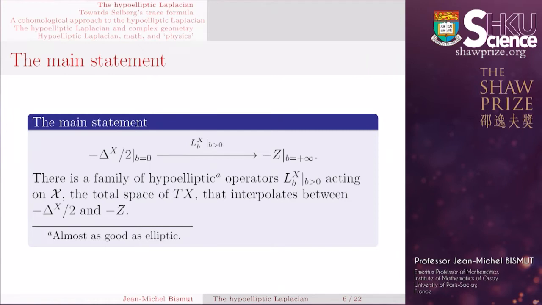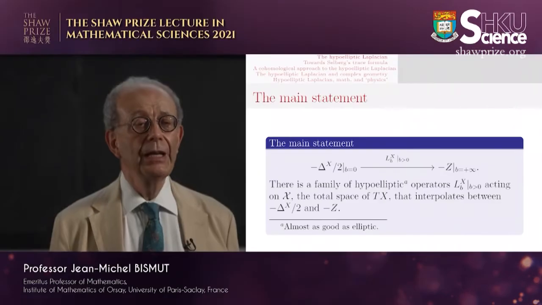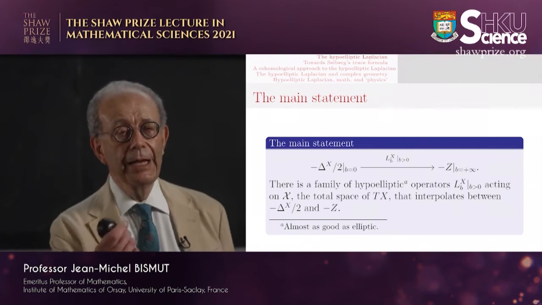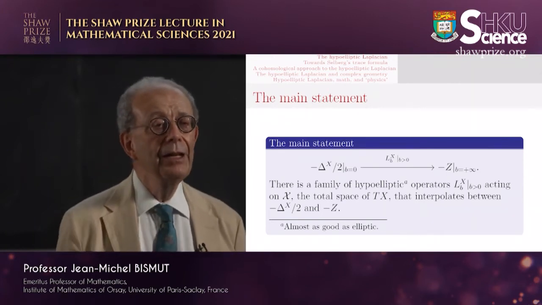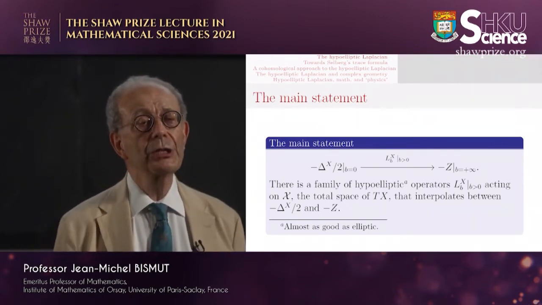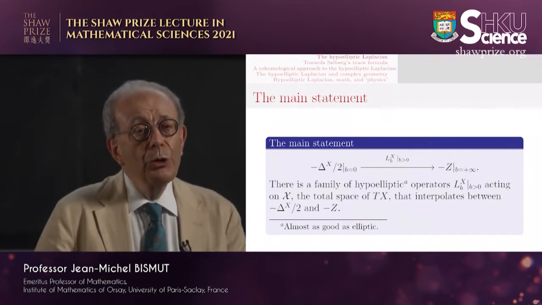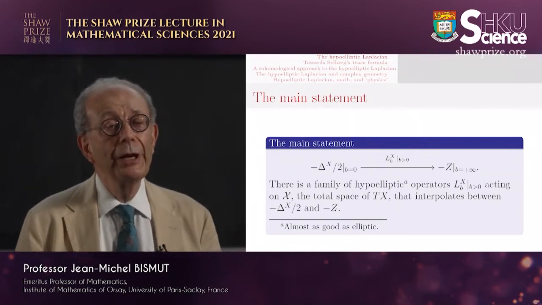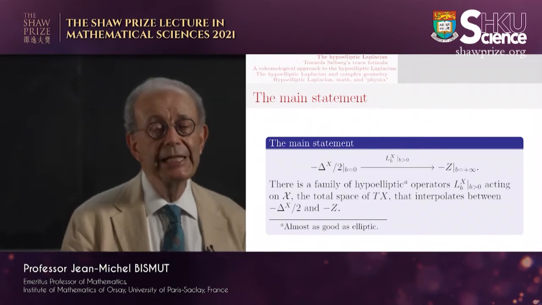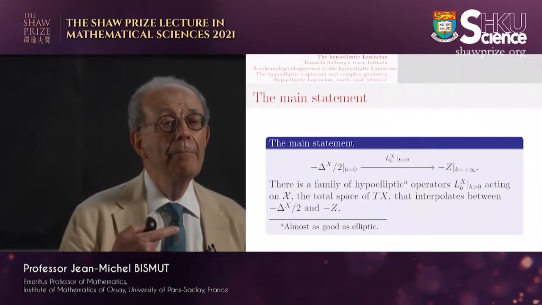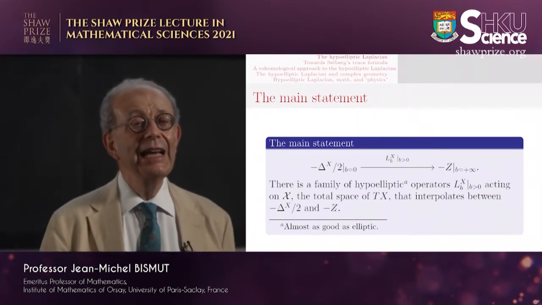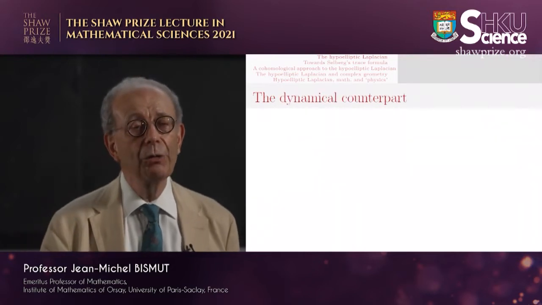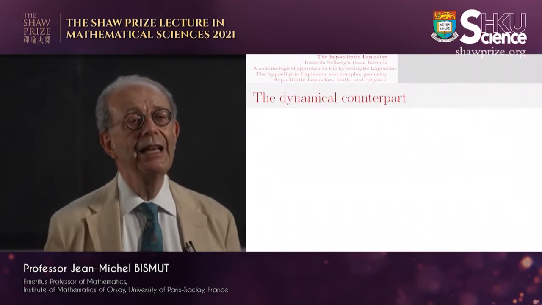So what does hypoelliptic mean here? Hypoelliptic means that it's below elliptic and it is almost as good as elliptic. If you don't know what elliptic or hypoelliptic operators are, what this means is that these operators can be mathematically handled as well as elliptic operators, say, as well as the Laplacian.